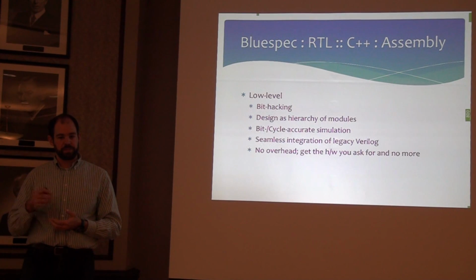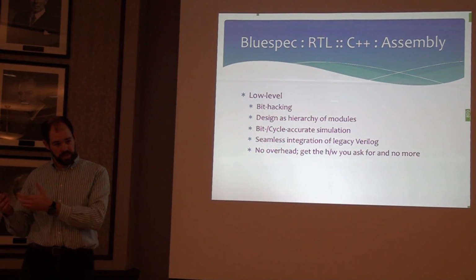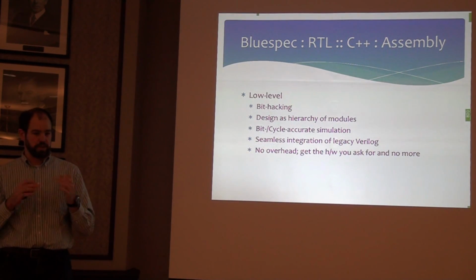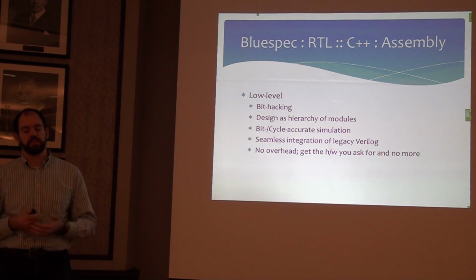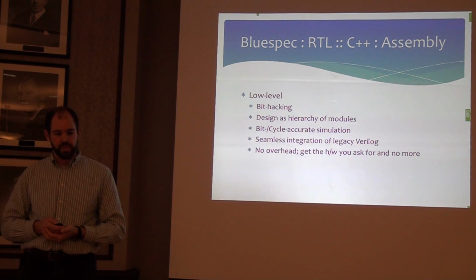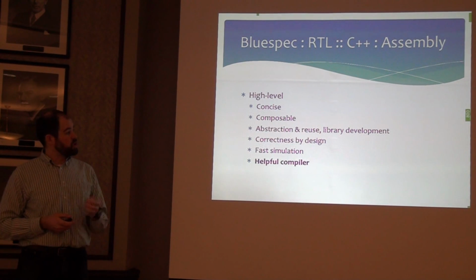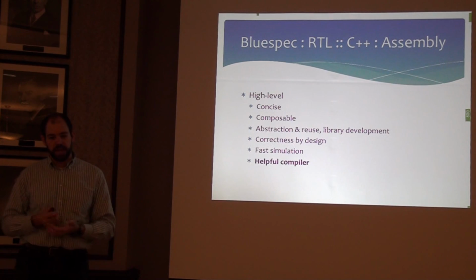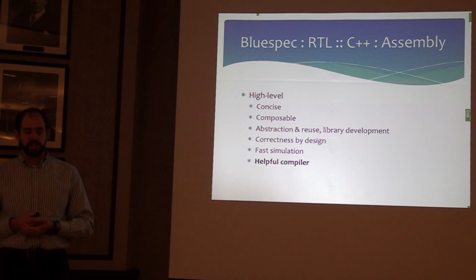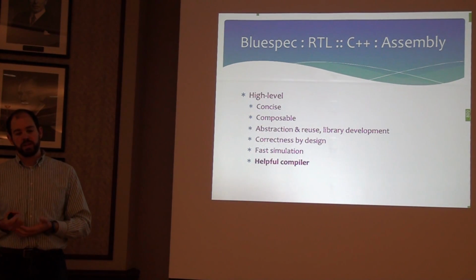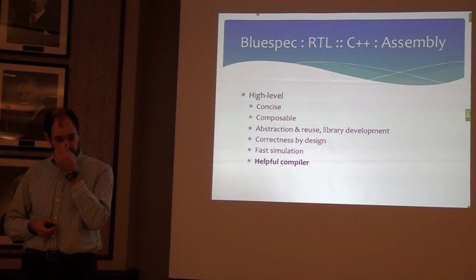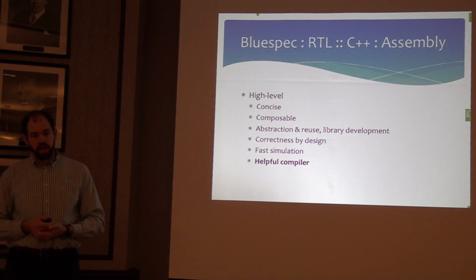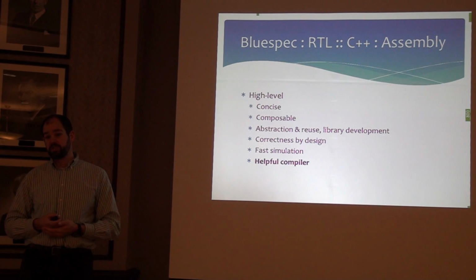So that would contrast with something like Java, where you have a lot of automated stuff going on behind the scenes. C++, like Bluespec: don't ask for it, don't get it. So it's very lean in that sense. But it's also a high-level language, so it's very concise. It's very easy to compose things correctly. It really promotes abstraction and reuse, library development, correctness by design. It simulates really quite quickly. I would place it at 10x or faster based on what I've done in my work.